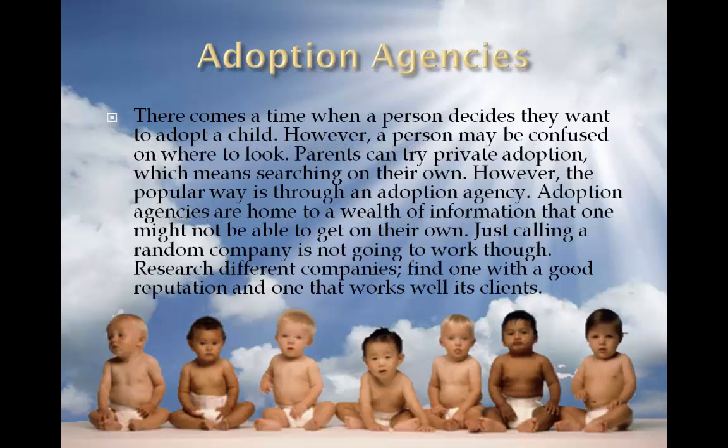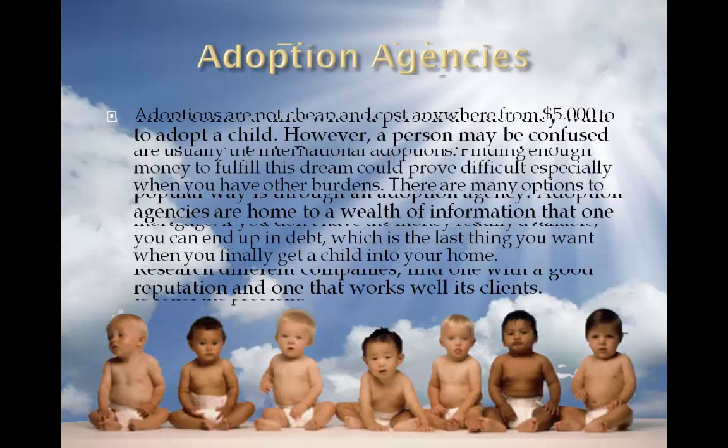10. Adoption agencies. There comes a time when a person decides they want to adopt a child. However, a person may be confused on where to look. Parents can try private adoption, which means searching on their own. However, the popular way is through an adoption agency. Adoption agencies are home to a wealth of information that one might not be able to get on their own. Just calling a random company is not going to work though. Research different companies. Find one with a good reputation and one that works well with its clients.